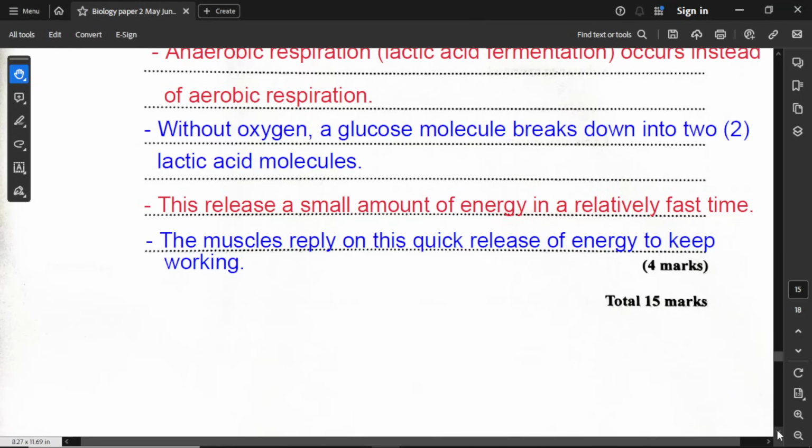So of course, during strenuous exercise, you need quick energy. You're going to respire anaerobically to get that quick energy. However, it will not be a lot. What is also important is that during strenuous exercise, you produce a great deal of lactic acid, which may cause cramping. All right. So just to make note that the muscles rely on this quick release of energy to keep working.